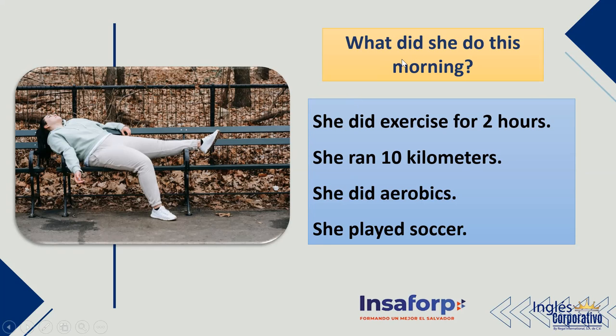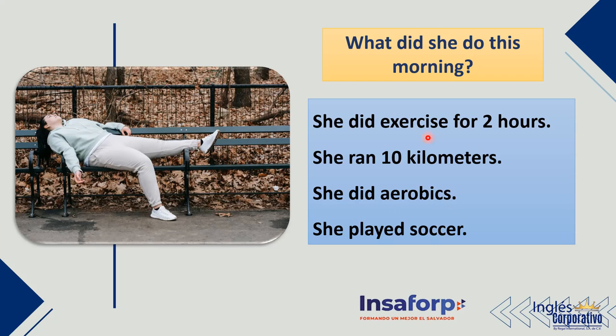Now let's see. I need volunteers, please. Who wants to practice? Catherine and Julian. Julian, can you please read the question and Catherine the ideas, the first sentences in simple past that I have here? What did she do this morning? She did exercise for 2 hours. The next one, Catherine, please. She ran 10 kilometers. Yes. She did aerobics. She played soccer. Excellent. Very good.